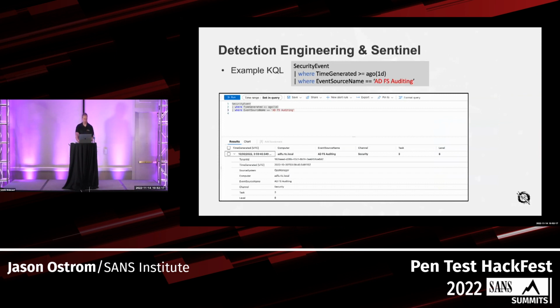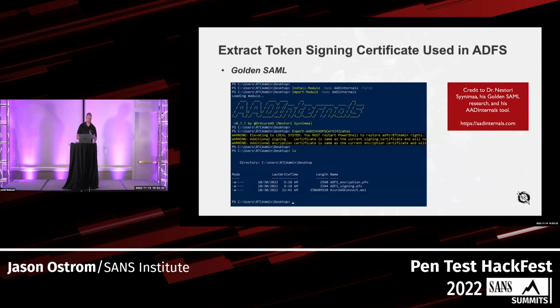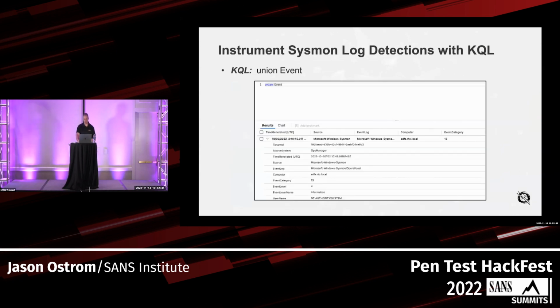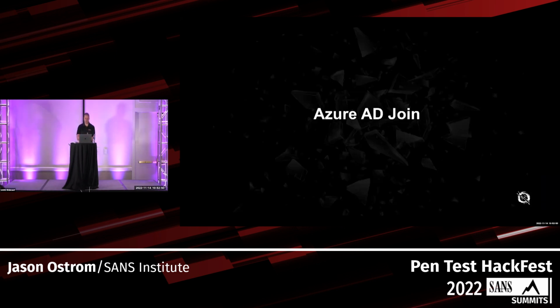So this is what the KQL looks like here, and we're mapping that in and running simulations. You can practice the golden SAML. You can extract out a token signing certificate. This happened with the SolarWinds incident. This technique was used. And instead of going through the front door, they went to the on-premise and they were able to generate SAML tokens in order to log in and bypass the ADFS server. So we look at the KQL logs for the ADFS audit logs.